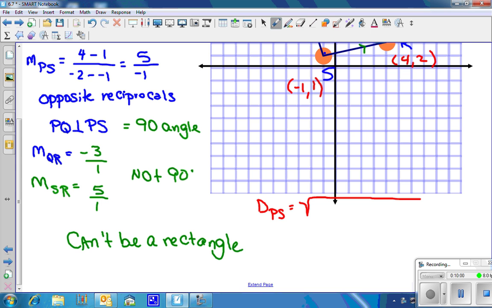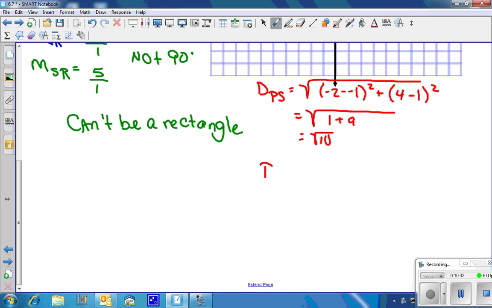All right, so the distance between P and S. P is located at negative 2, 4. S is located at negative 1, 1. So your x values squared plus your y values squared. So that's negative 2 plus 1, which is negative 1 squared, which is 1. And 3 squared, which is 9. So it's the square root of 10. I'm not really worried about simplifying or doing anything else. I just want to see if they're equal.